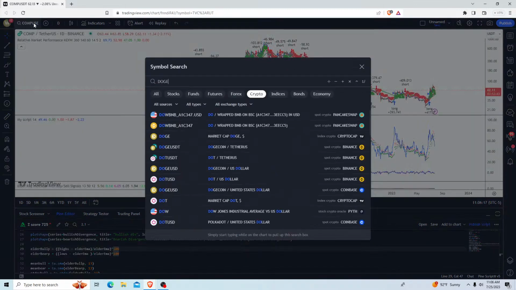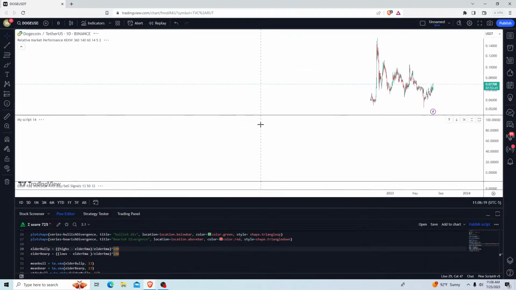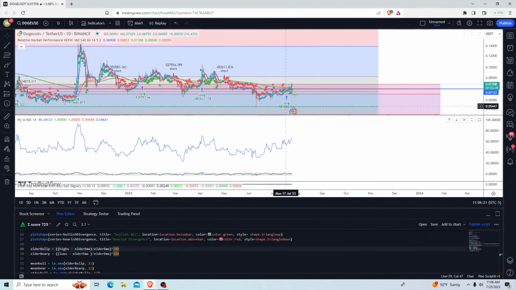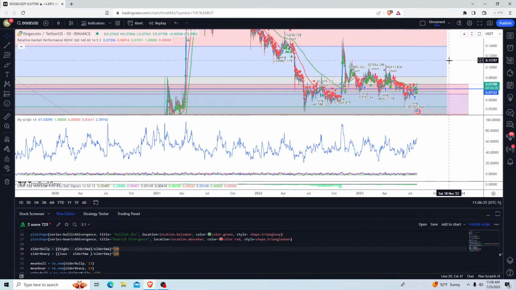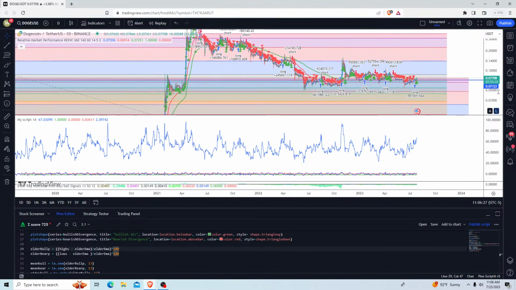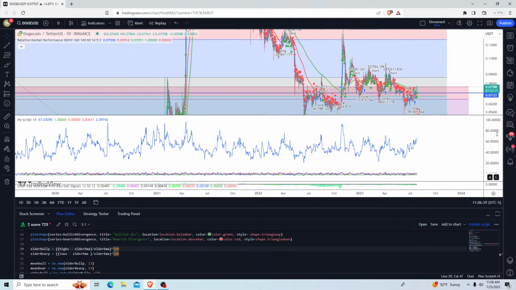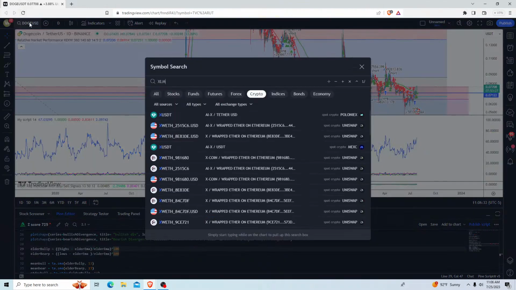How's Doge? Doge is going up, exploding. Not touching it. There's no way I'm touching it. What about Stellar?